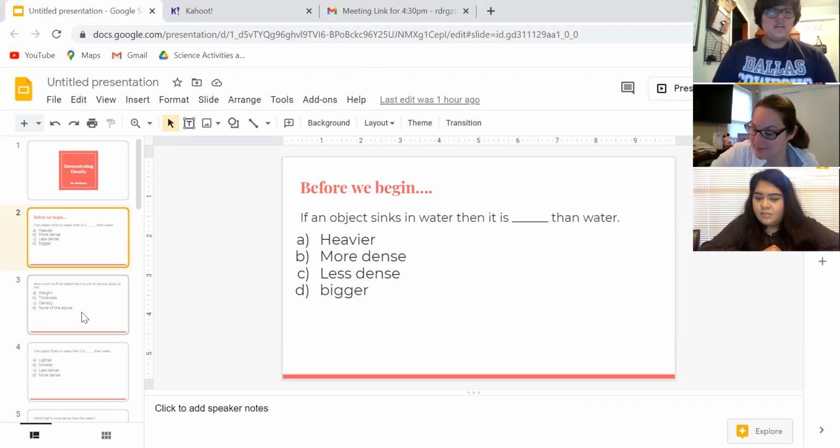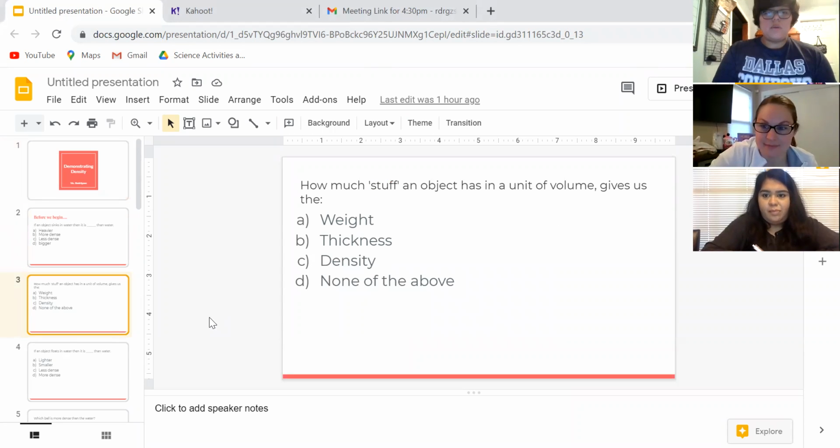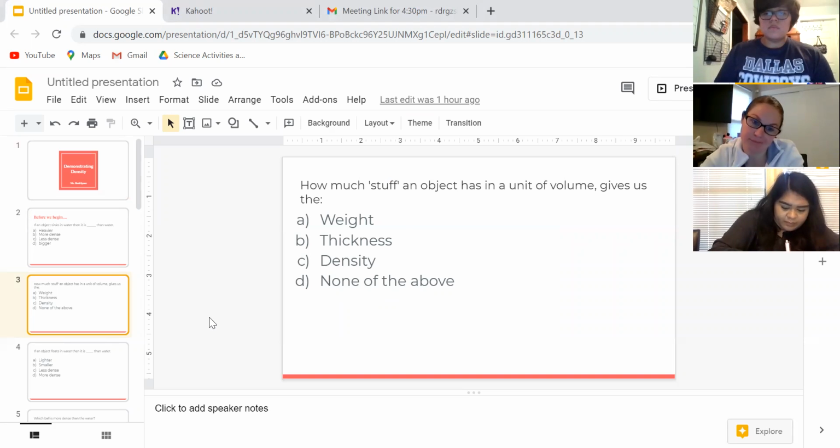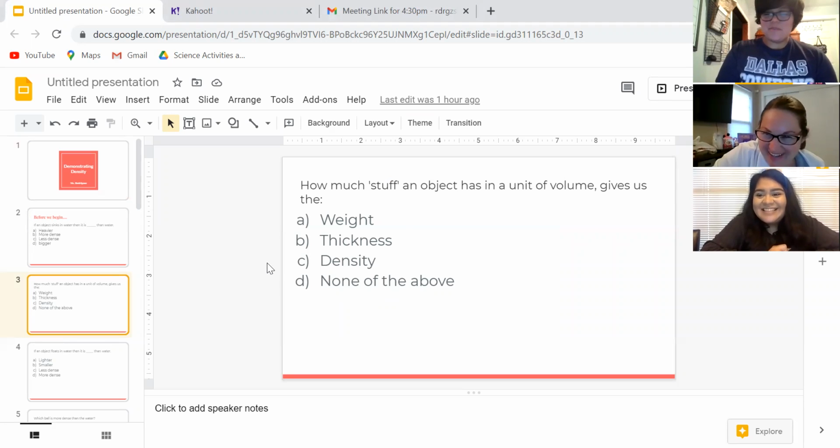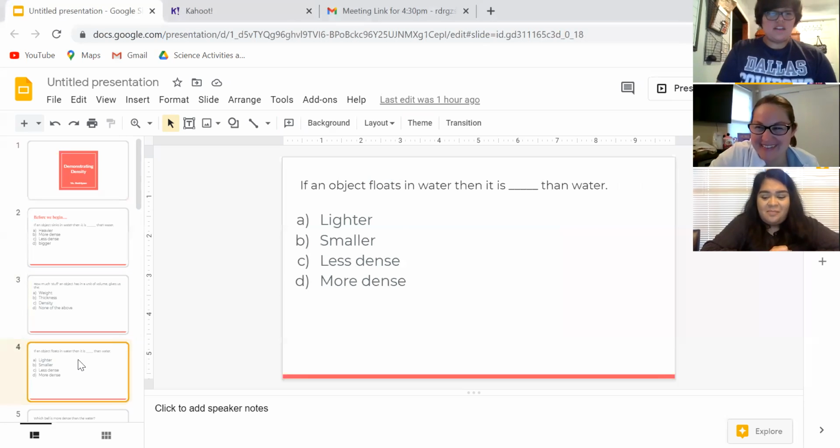Awesome. So now we have question 2. How much stuff an object has in a unit of volume gives us the... Sorry, I forgot to use my reaction. Oh, no, that's fine. Awesome. Great. Next question. If an object floats in water, then it is blank than water.